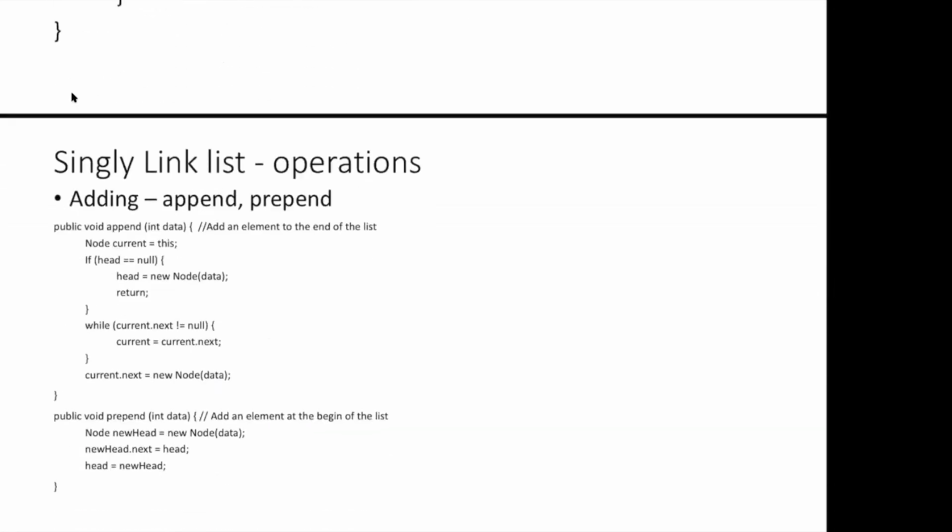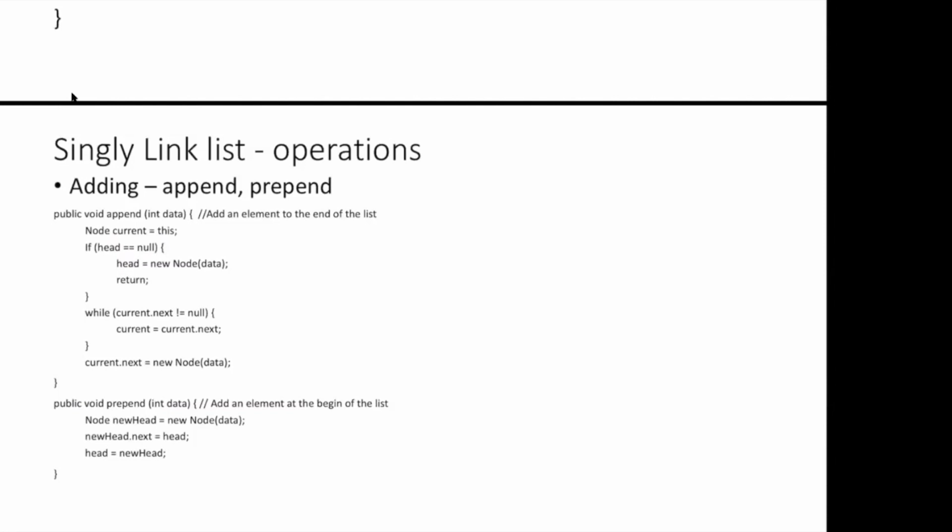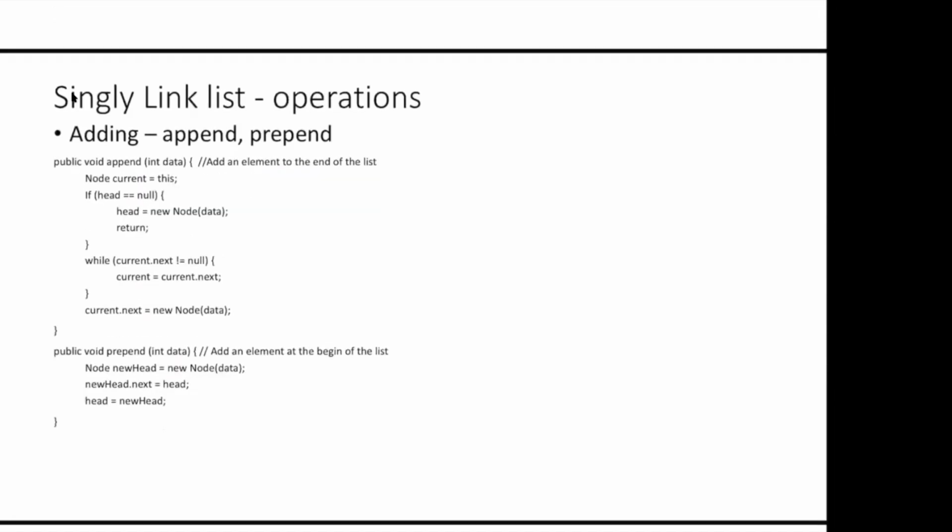So what are the typical operations we do? We do an append. Append means adding to the tail of the linked list, and prepend is adding to the head of the list. So here is what the code is. Let's go quickly to the append.